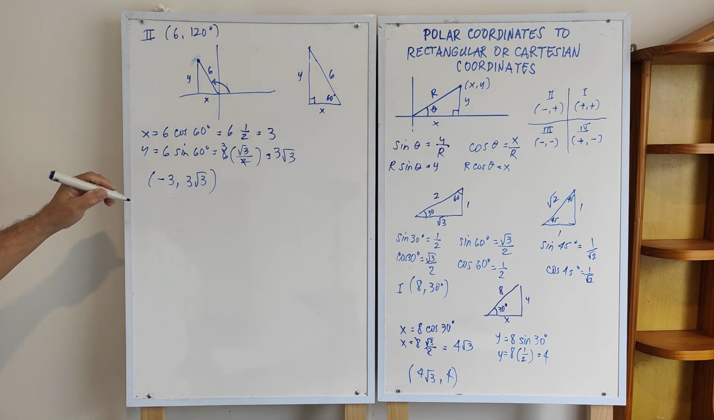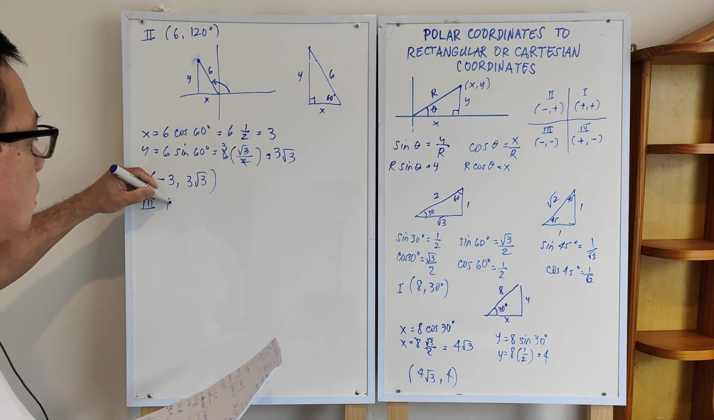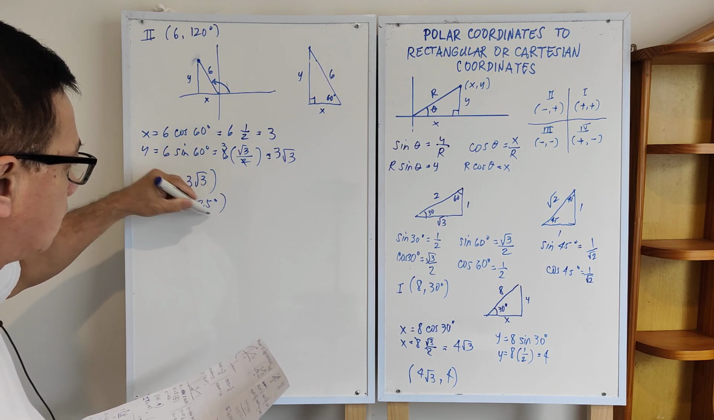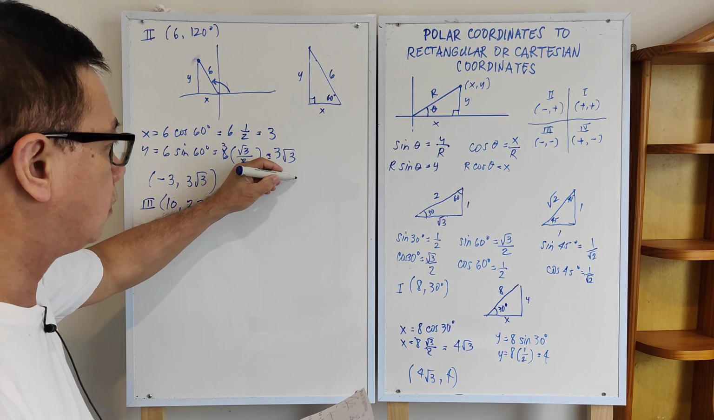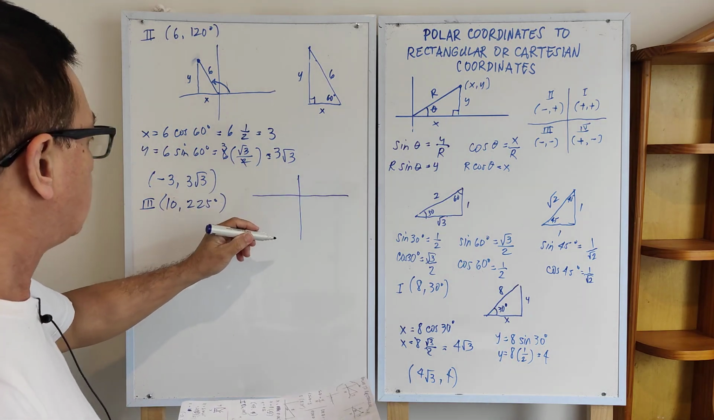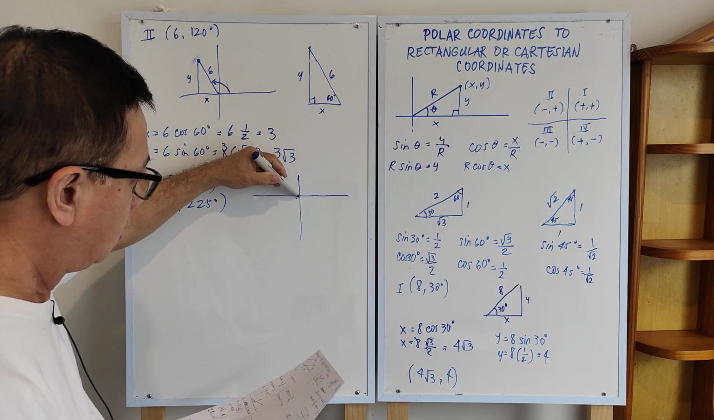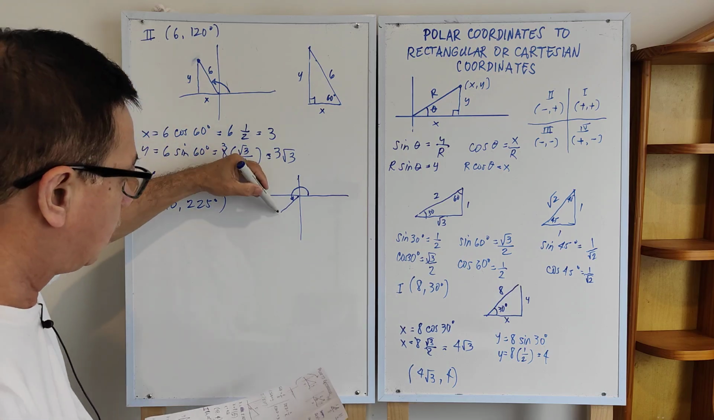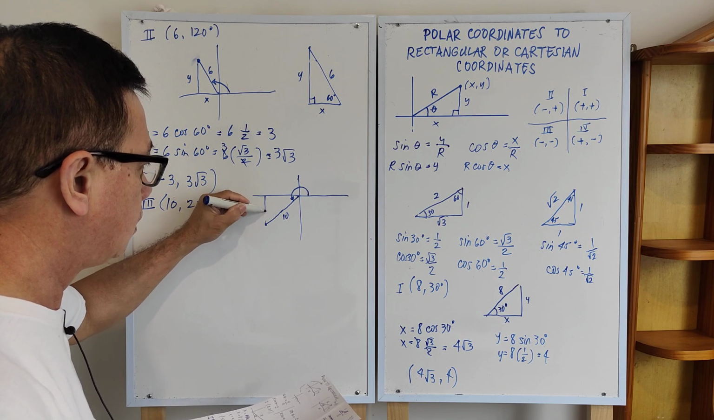So example 3. Our example 3 is in the third quadrant. Let's say it's 10, and then the angle is 225 degrees. So it will be in the third quadrant. Let me draw it in here. So 225, this is about here. So your angle from here to here is 225 degrees. And then this is 10. So your angle will be in here.